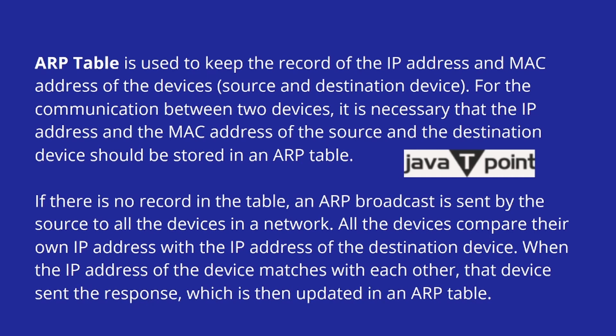The ARP table is used to keep a record of the dynamic IP addresses and the permanent physical MAC addresses of the devices. For communication between two devices, it is necessary that the IP address and the MAC address of the source and the destination device be stored in the ARP table. If there is no record in the table, an ARP broadcast is sent by the source to all the devices in a network. All the devices compare their own IP address with the IP address of the destination device. When the IP address of a device matches, that device sends a response, which is then updated in the ARP table.